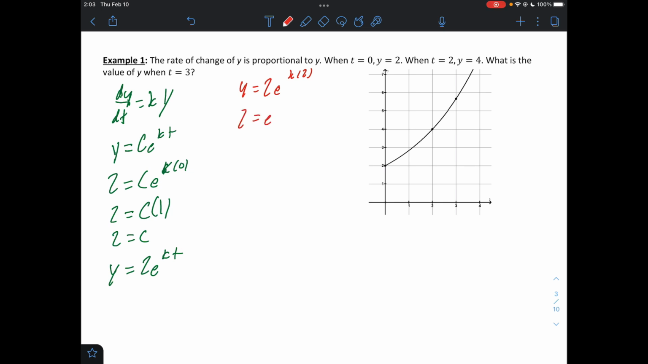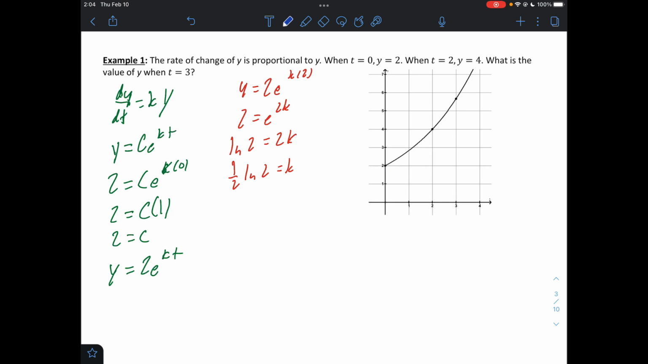2 equals e to the 2k. To solve this, we're going to need to change this from exponential to logarithmic. So it's going to be ln 2 equals 2k, or 1/2 ln 2 equals k. Or if you prefer to write that as ln root 2, that is okay as well.